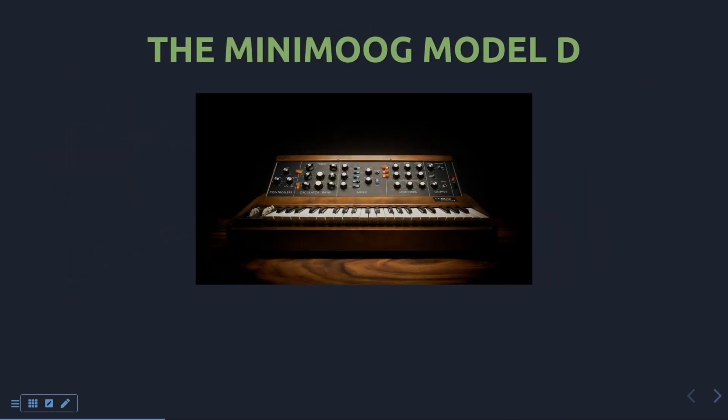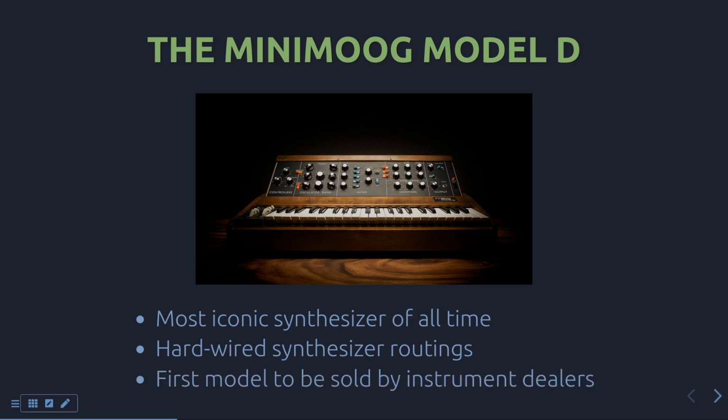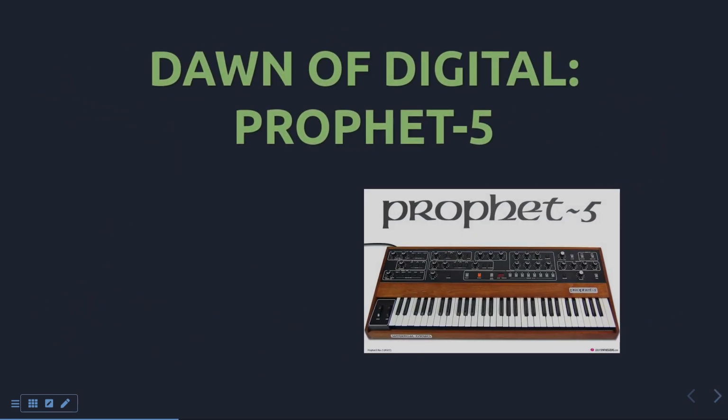And now we get to the most iconic synthesizer of all time, the Minimoog Model D, which was released in 1970. It featured hardwired common synthesizer routings to make it easier for beginners to use, and it came included with the keyboard. It was integrated into there, and it was also the first to ever be sold by instrument dealers and was widely adopted by musicians, including artists like Stevie Wonder, Kraftwerk, and Gary Numan, and it really became the archetype for all synthesizers that came after.